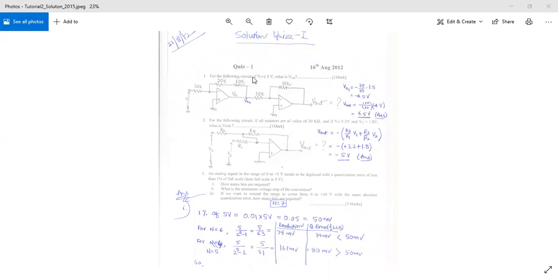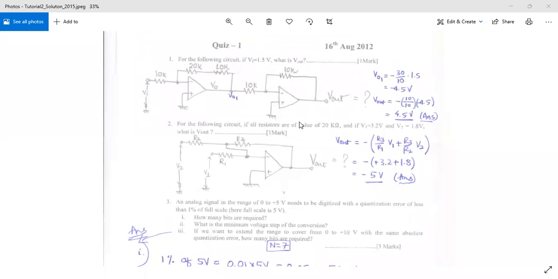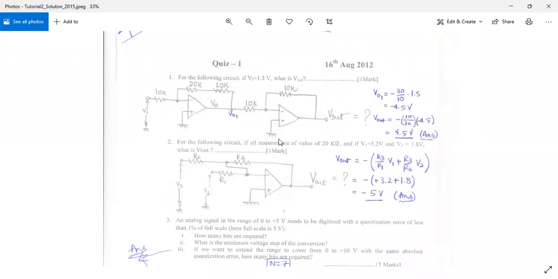So let's start off with this week's tutorial. There are 3 questions. Tutorial question number 1 states: for the following circuit, if the input voltage is equal to 1.5, what is the output voltage? So this is the circuit that has been given to you.